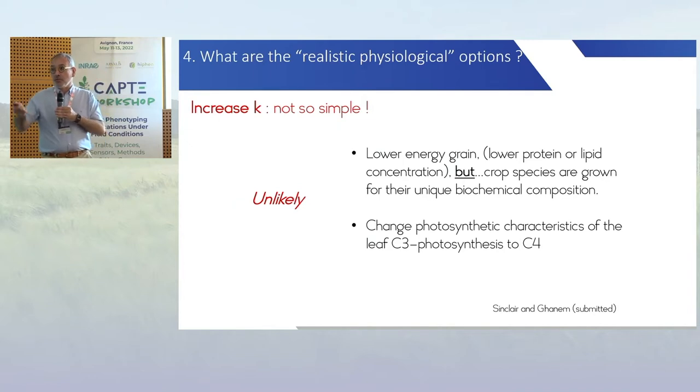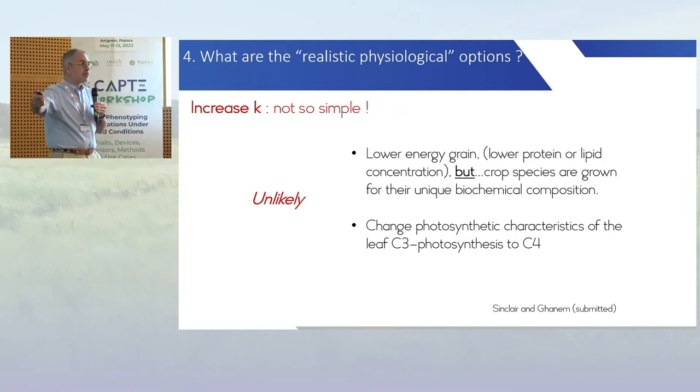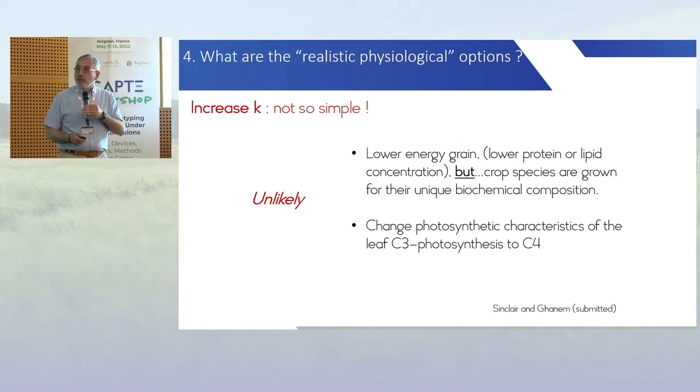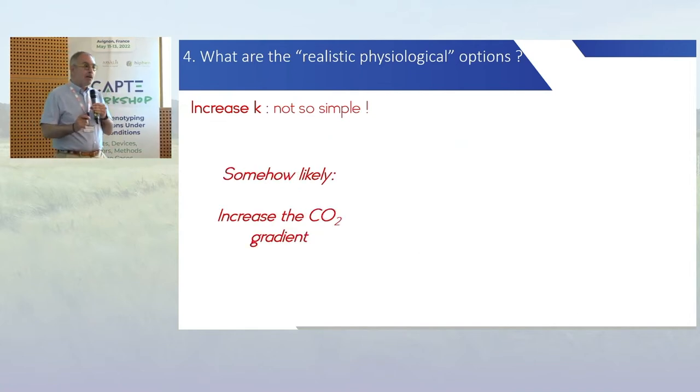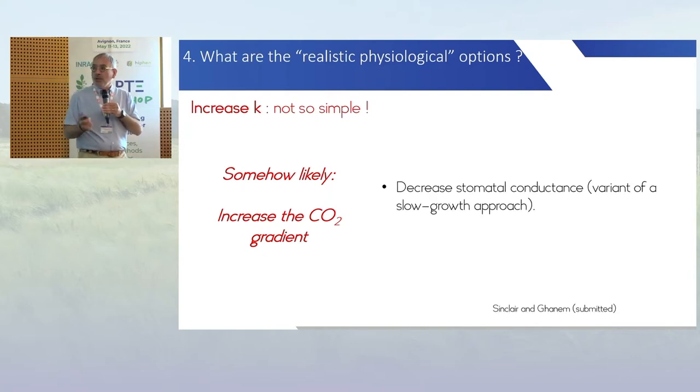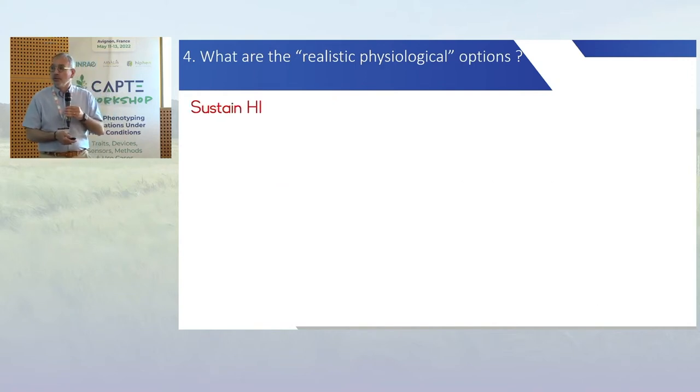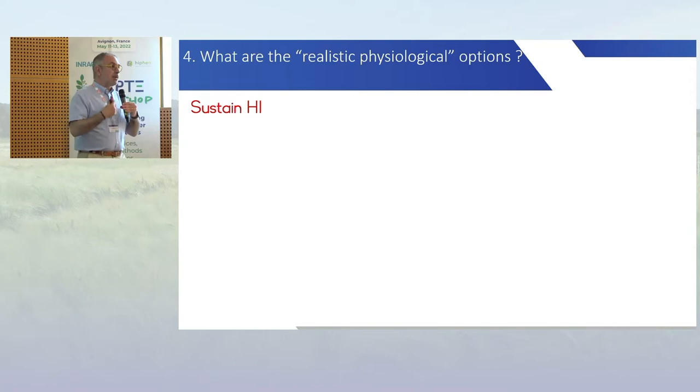And you can also do that by changing the photosynthetic characteristics of the leaf, by working on the carbon concentration, or shifting from a C3 to C4. But there's still a long way to go this way. So, as I said, it's somehow unlikely that we can act on this variable. We can do that through a decreased stomatal conductance, but what comes with that is the slower growth of the plant. So that's K. In my point of view, it's a bit unlikely that we can act on this parameter.